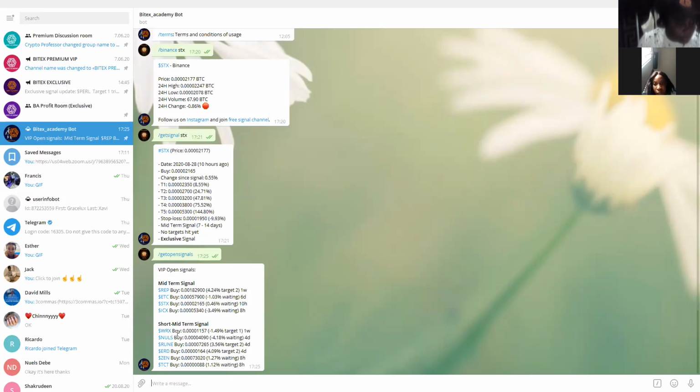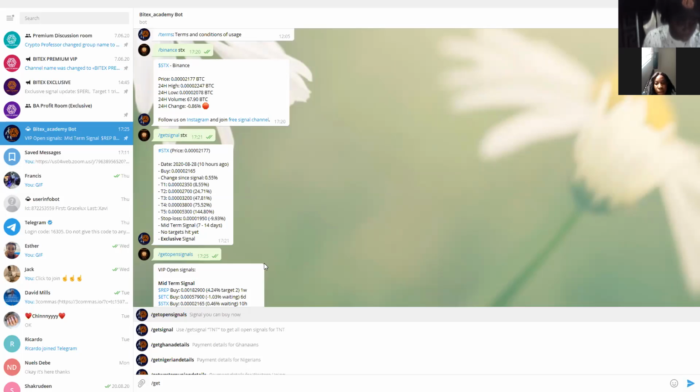You can see that this WRX was posted 1 week ago, but has already hit target one. Imagine you scrolling back over 1 week. It will take you much time, but this bot will allow you to see everything that you want to see. Are you getting my point now? So now I will do slash get signal.